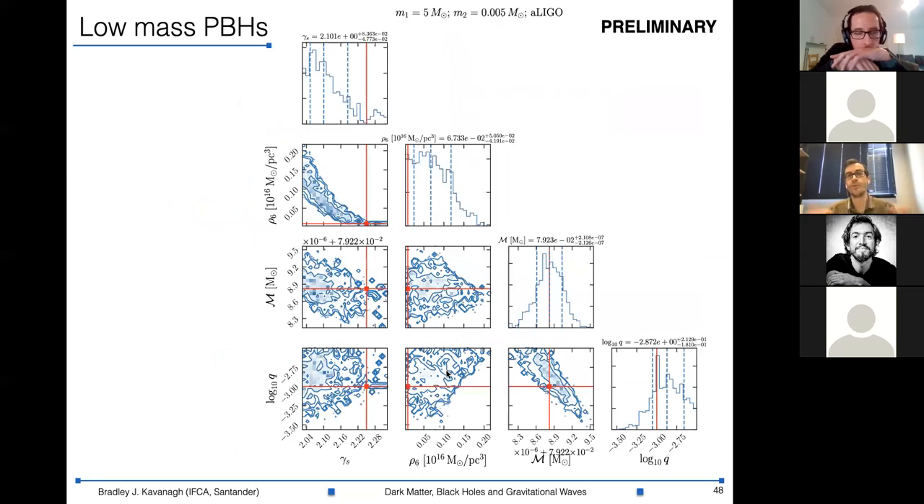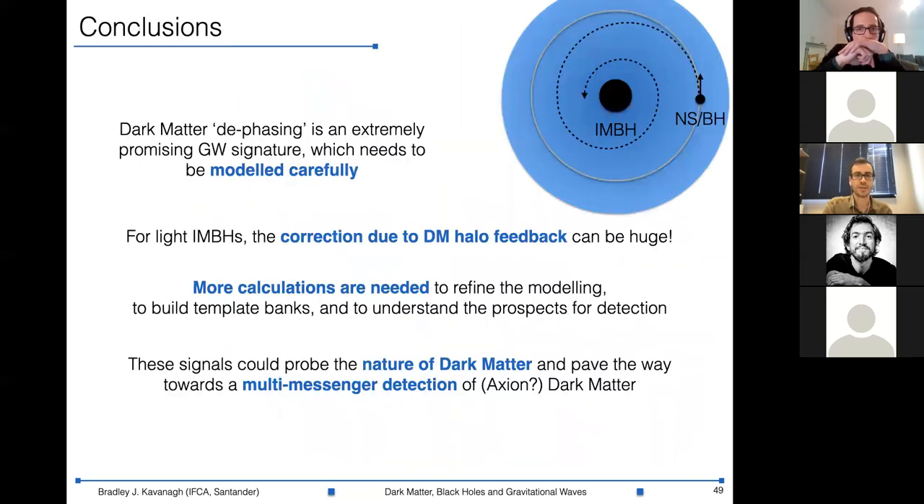Okay, so maybe we don't need to wait quite as long as I had initially claimed. You don't have to wait until the 2030s for LISA. If primordial black holes are out there with this particular mass distribution, we might be able to detect them this way, with the dark matter that's around them. But if anybody is interested, we can talk a little bit more about that.